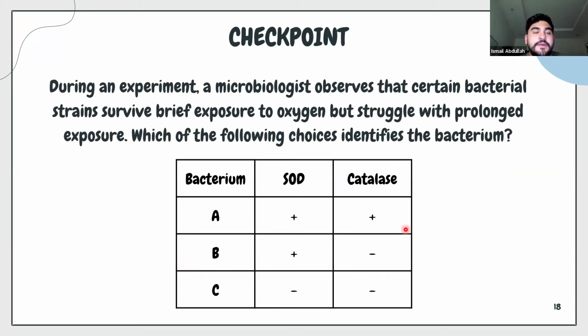And so this is a question. It says that during an experiment, microbiologists observed that certain bacterial strains survive brief exposure to oxygen, but struggle with prolonged exposure. Which of the following choices identifies the bacterium? B. So it's microaerophilic because it has only the superoxide dismutase. The key word is surviving brief exposure to oxygen, but then they struggle. Let's keep going.